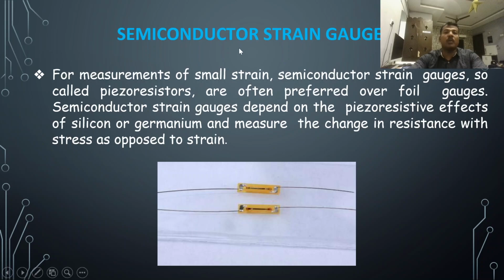There is another strain gauge called the semiconductor strain gauge. This is generally used for measuring small strain, and it can be used in electronic gadgets also. Semiconductor strain gauges, called piezoresistors, are often preferred over foil gauges, because they are very sensitive, but they can withstand strain only to some extent.